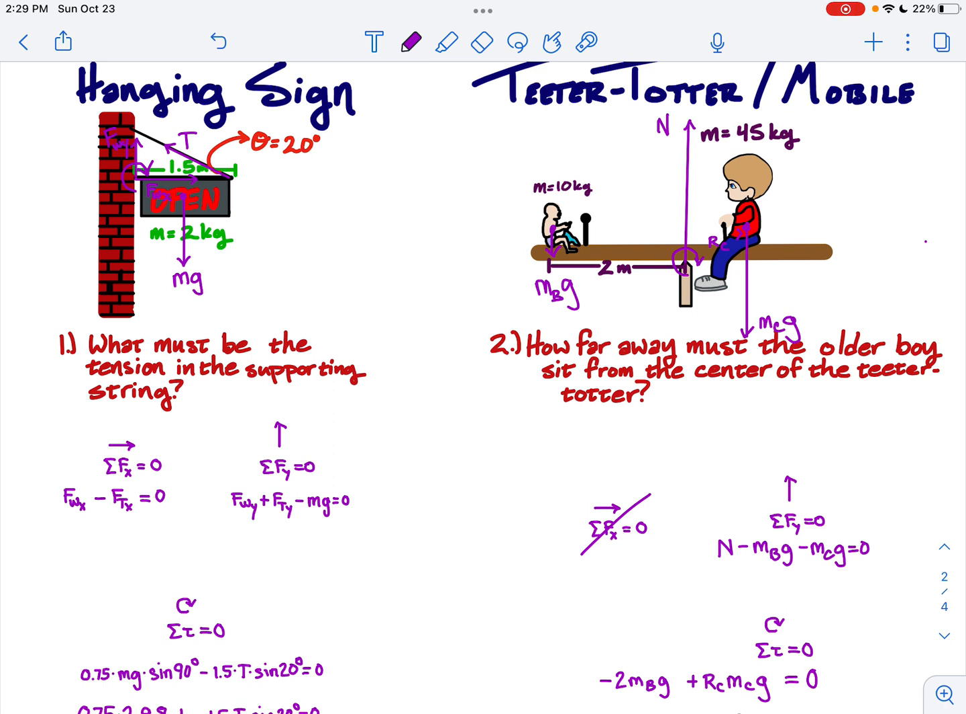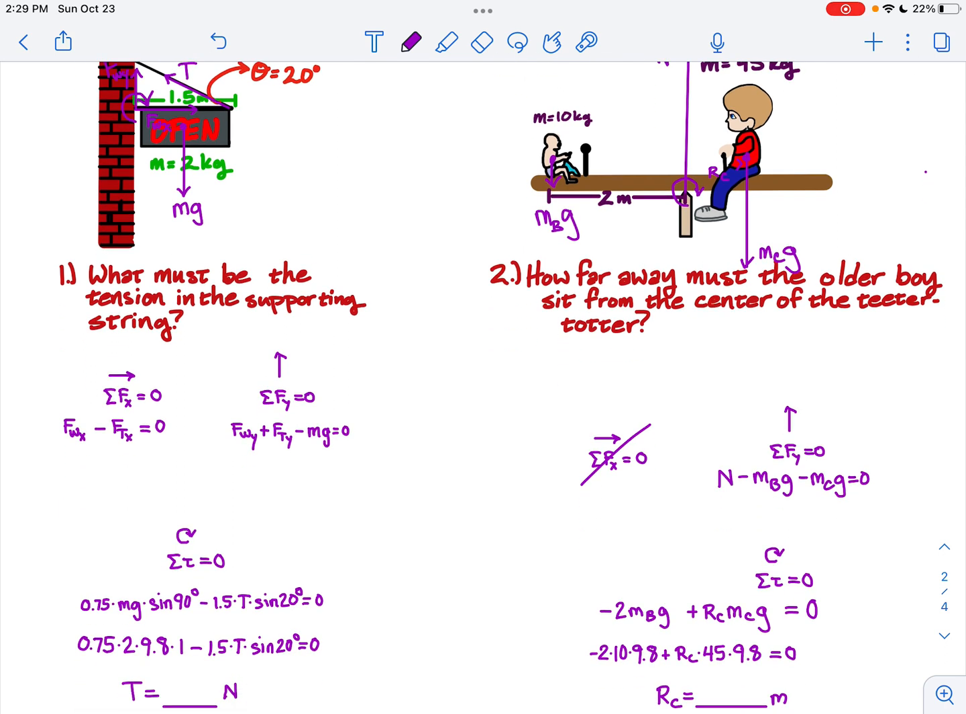Then the other term, for the larger child, is positive: the radius of the larger child times the mass of the larger child times g times sine 90 equals 0. Plugging in numbers, you can then solve for the radius at which the larger child is sitting from the middle. And that's it.